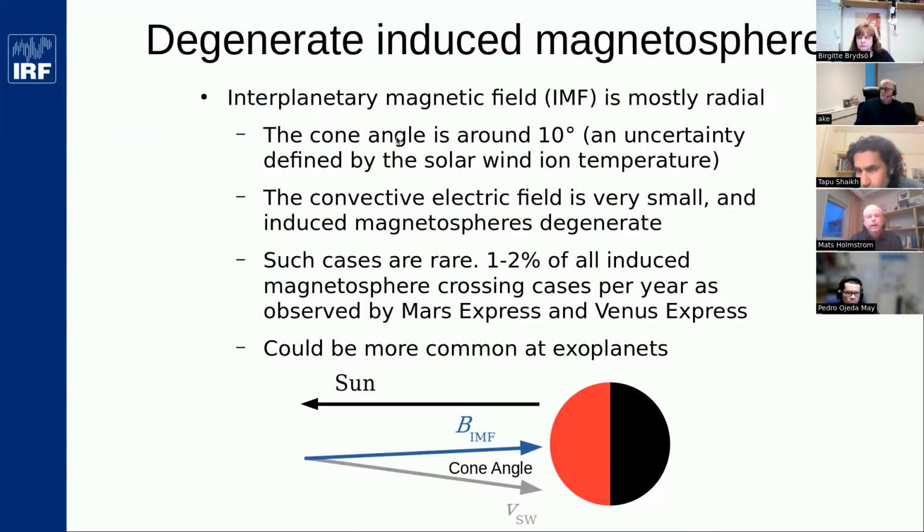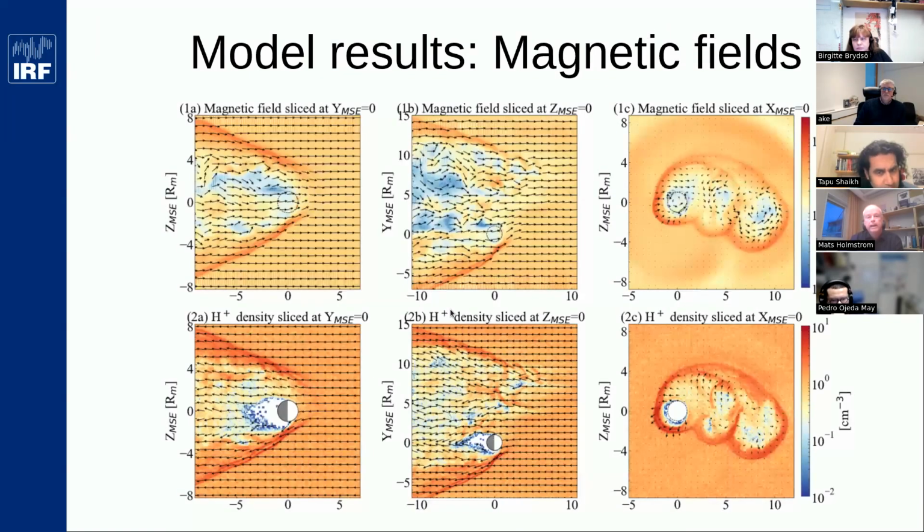And finally, I can show you one example of a recent finding that we have. We're looking at cases when the magnetic field in the solar wind is almost co-aligned with the velocity of the solar wind. What happens then is that the magnetosphere degenerates. And these are examples of simulation results.